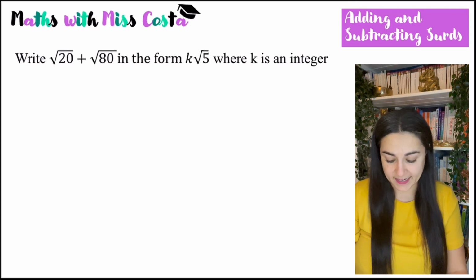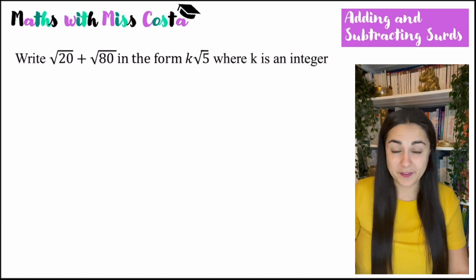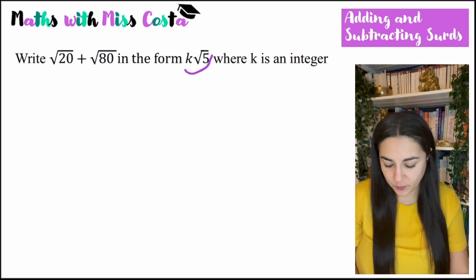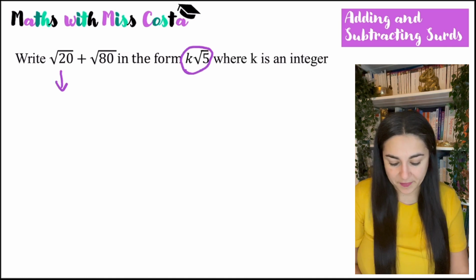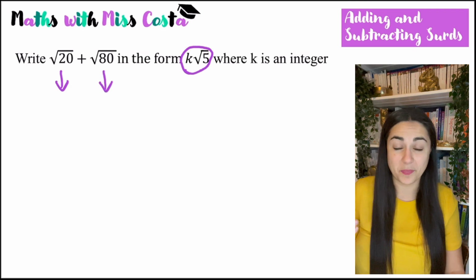In this question I'm being asked to write the square root of 20 and the square root of 80 in the form k root 5. So I've been given a clue already. I know that I want to simplify them both so that they end up being something root 5.